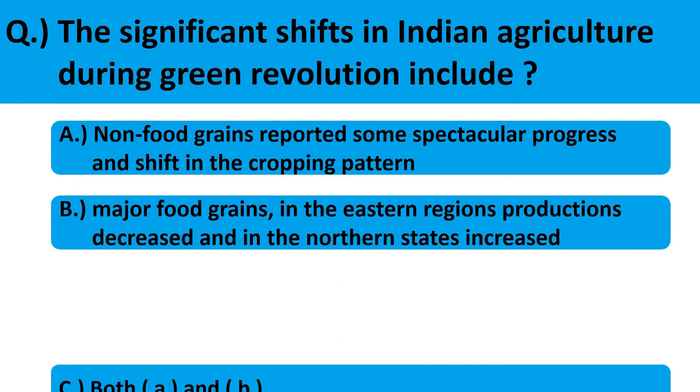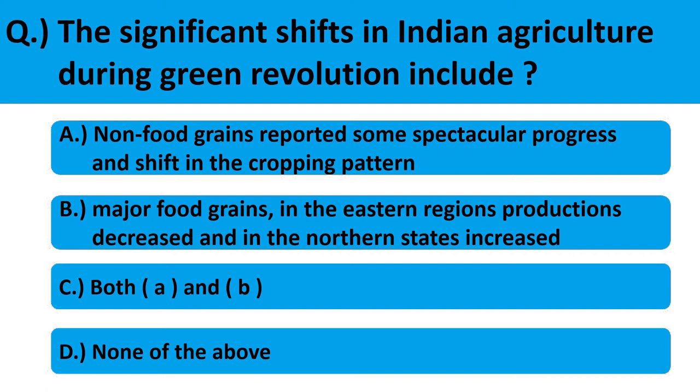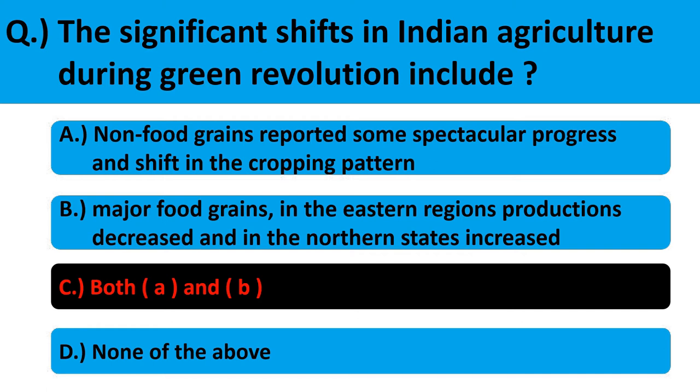Question number 65. The significant shifts in Indian agriculture during Green Revolution include? Correct answer is both A and B. Non-food grains reported some spectacular progress and shift in the cropping pattern. Major food grains in the eastern region production decreased and in the northern states increased.